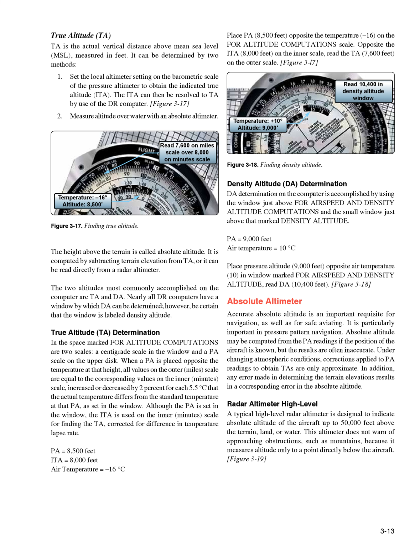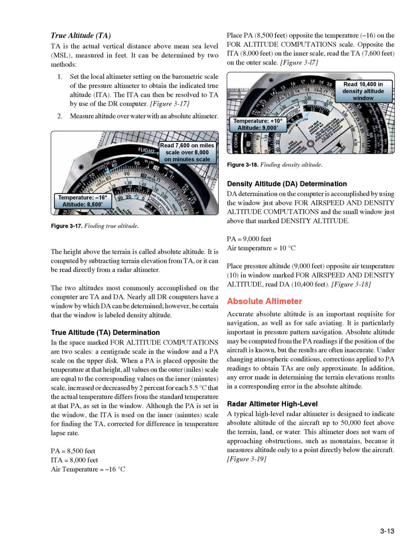Figure 3L7, density altitude, DA, determination. DA determination on the computer is accomplished by using the window just above for airspeed and density altitude computations and the small window just above that marked density altitude. PA equals 9,000 feet, air temperature equals 10 degrees Celsius. Place pressure altitude, 9,000 feet, opposite air temperature, 10, in window marked for airspeed and density altitude, read DA, 10,400 feet.